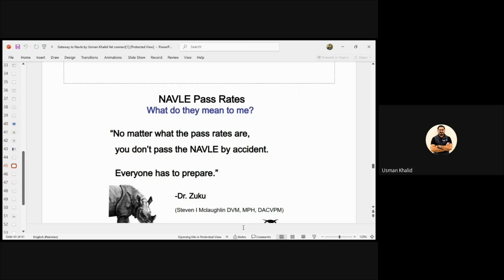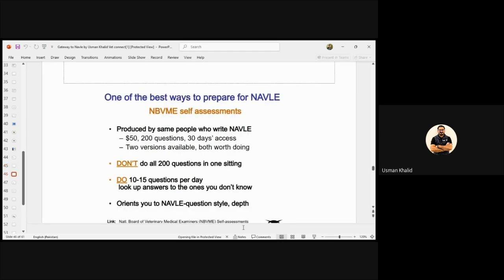This is Dr. Zuku's slide that I posted here, about the passing rate and those things. I posted it because when people start NAVLE prep, they are just thinking about how they will pass and what the passing score is. It's really not important. You need to work hard and not try to find escapes. You will not wake up one day and have passed the NAVLE. You have to really work on all these things and then you will pass the exam.